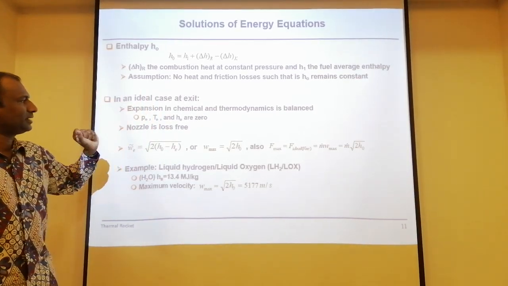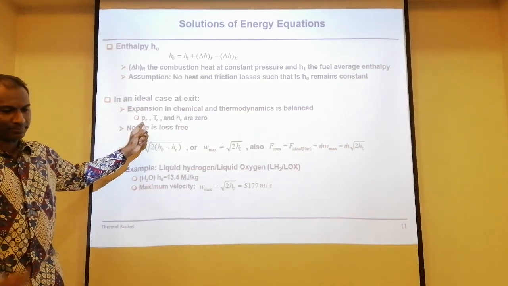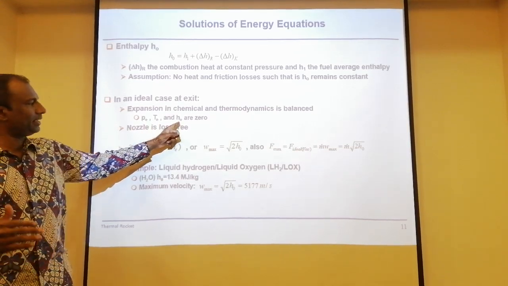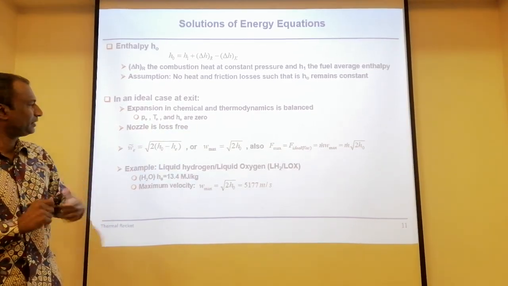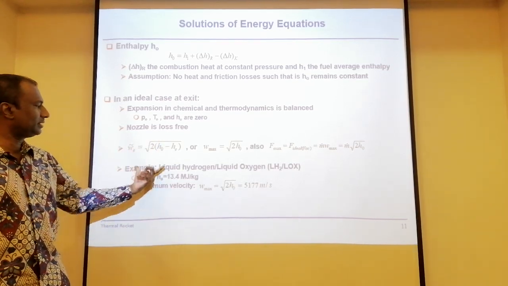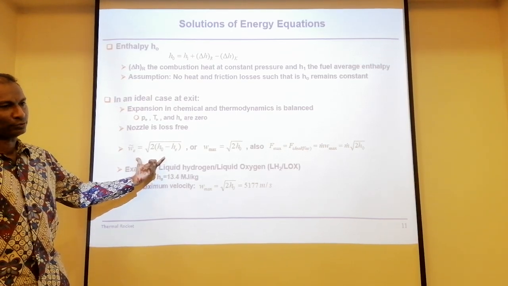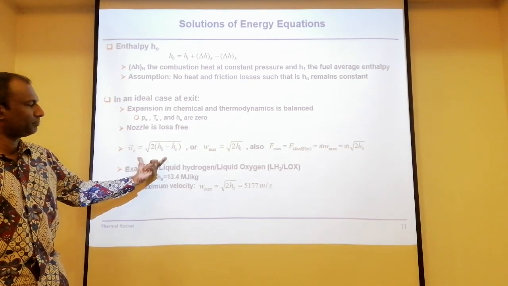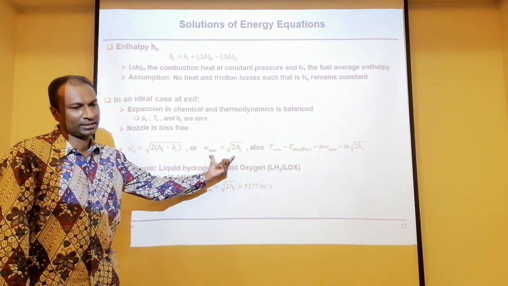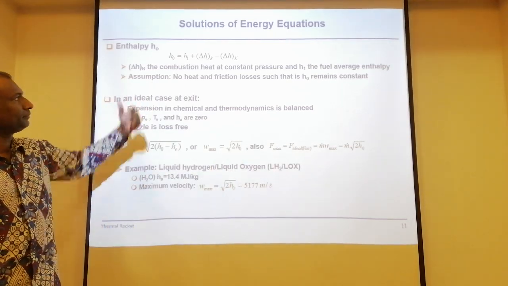In an ideal case, expansion in chemical and thermodynamics is balanced. So PE, the pressure at exit, TE and HE are zero. So therefore, the nozzle is loss free. I think in chapter 1 I have also used this formulation practically. When you want to calculate the W max, it's basically a function of the enthalpy itself.